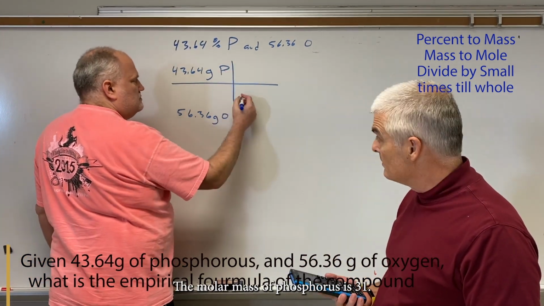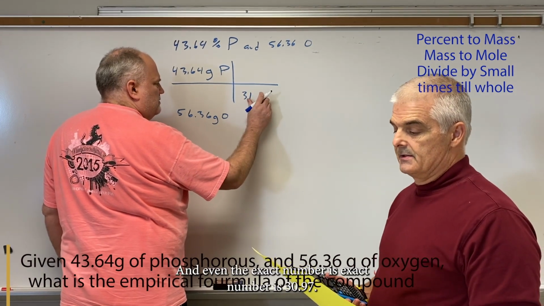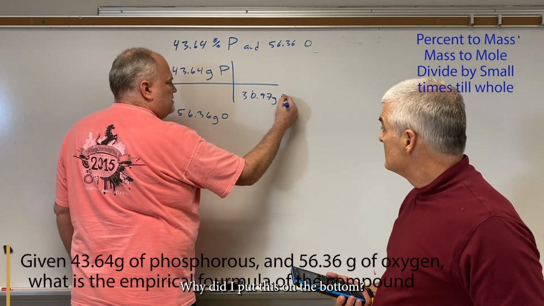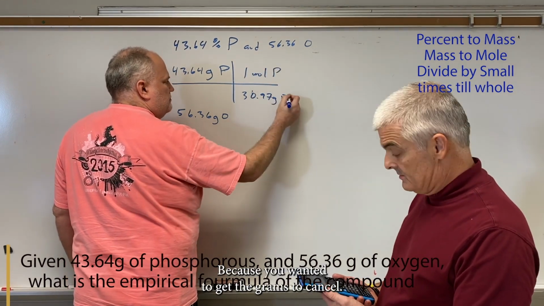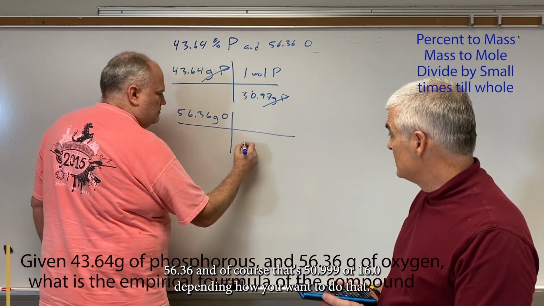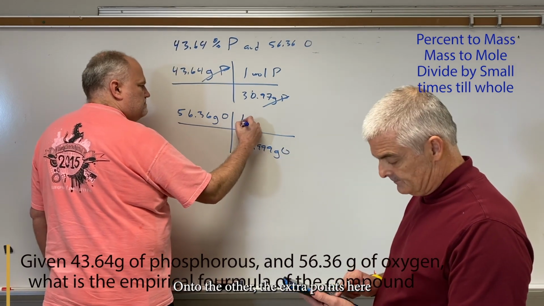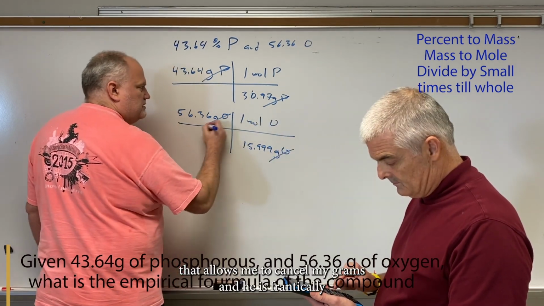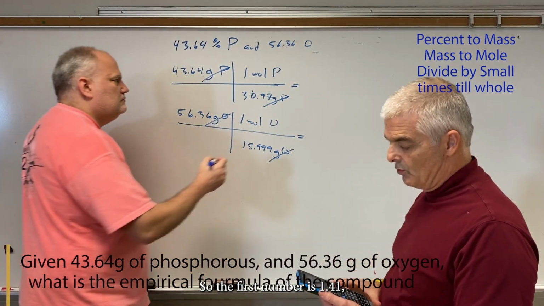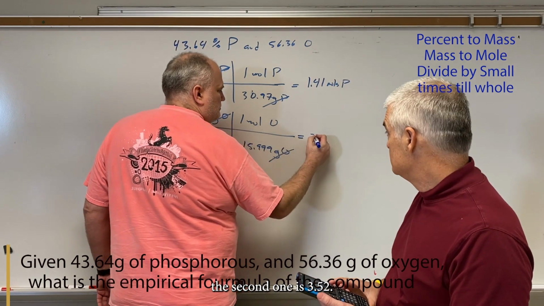Simple grams to moles. The molar mass of phosphorus is 31. Actually, it's like 30. Can you give me the exact number? His exact number is 30.97. Why did I put this on the bottom? Because you want to get the grams to cancel. And then 56.36, and of course that's 15.999 or 16.0, depending on how you want to do that. We'll do the extra rounds here. That allows me to cancel my grams, and he's frantically doing the mathematics here. So the first number is 1.41, and the second one is 3.52.